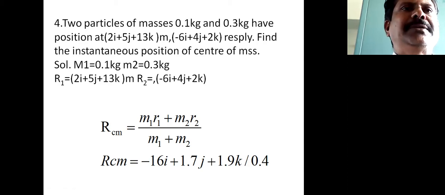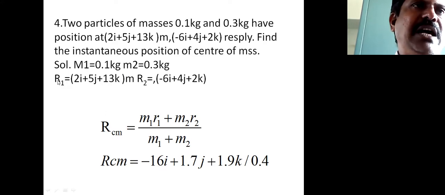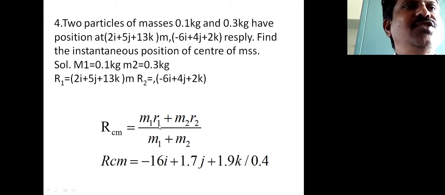So we know that the position vector of the center of mass of a system consisting of two particles is given by (m1 r1 + m2 r2) divided by (m1 + m2). Here, instead of capital R1, you have to write small r1 and r2, because I have written r1 here. Or you can change it to capital R1 and R2, no problem. On inserting these values, m1 is 0.1 kg, m2 is 0.3 kg, r1 is this much and r2 is this much. So you insert all these values.